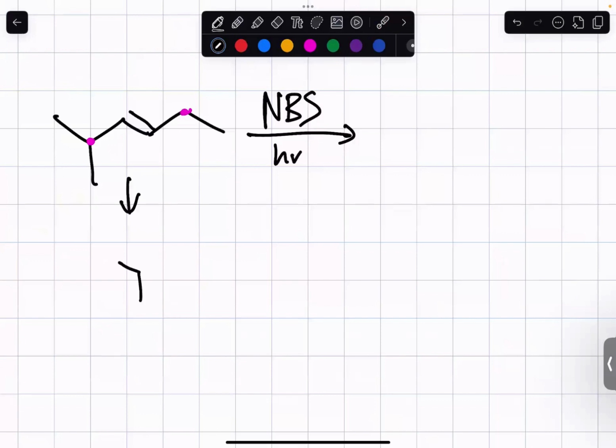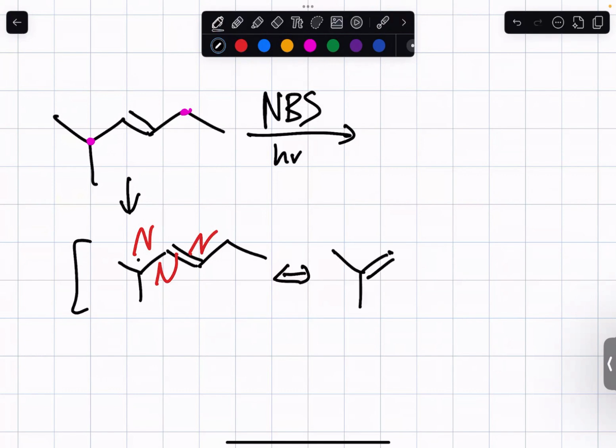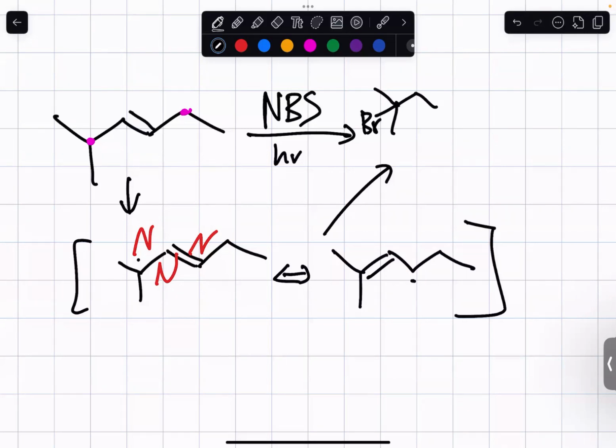Let's put that radical right there and ignore the radical on the other allylic position. Then let's do the resonance arrows to get to the resonance set. Like that, right? And then those two intermediates will lead us to our two final products right here. Just like that.